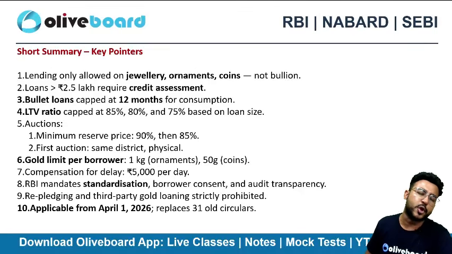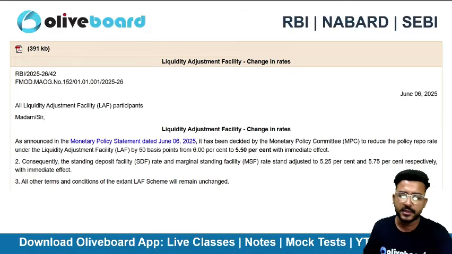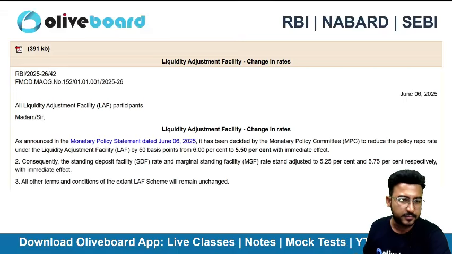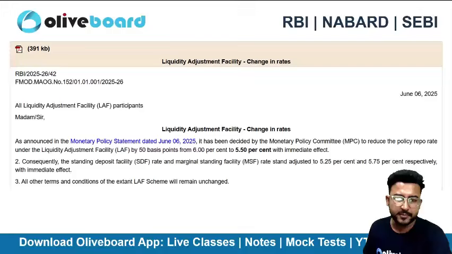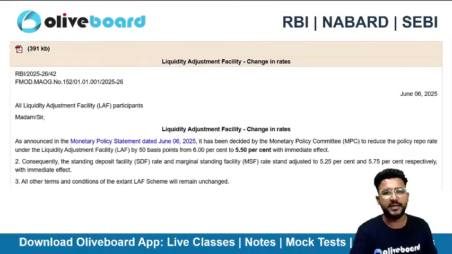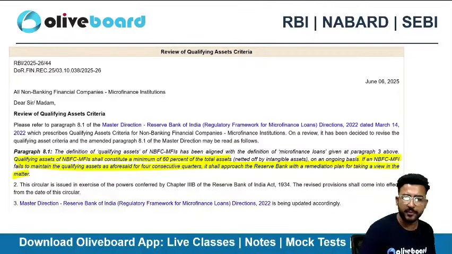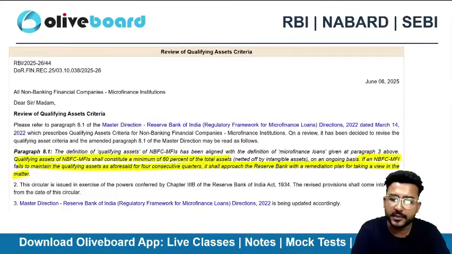And here are the short summary key pointers as well. Just before your examination, if you have not created your own summary pointers, you can go with these pointers. It will again be helpful. Adjustment facility: because of that particular monetary policy committee meeting, there was an adjustment in the facility. I'm ignoring this because we already have the new monetary policy committee meeting in October.